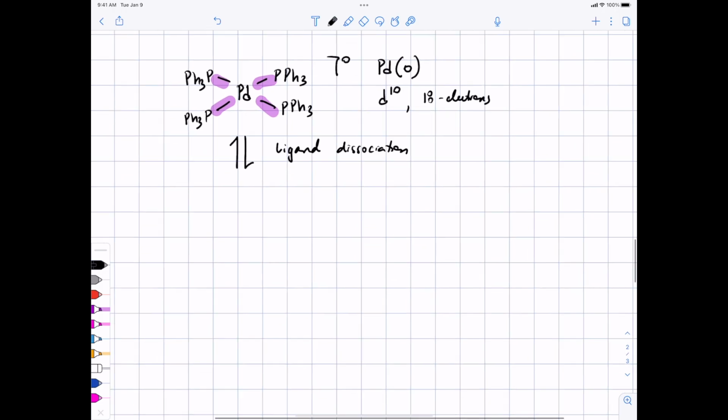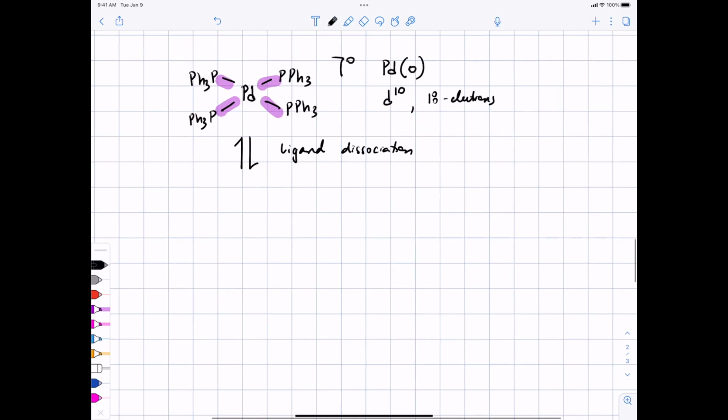This is sort of the boring SN1 sort of version of transition metal ligand chemistry. You go from having 4 ligands surrounding the metal to having only 2 ligands surrounding the metal. So we lose 2 triphenylphosphine groups. They're still around in solution. They're still available for things, but they've got to fall off before the complex can do anything.